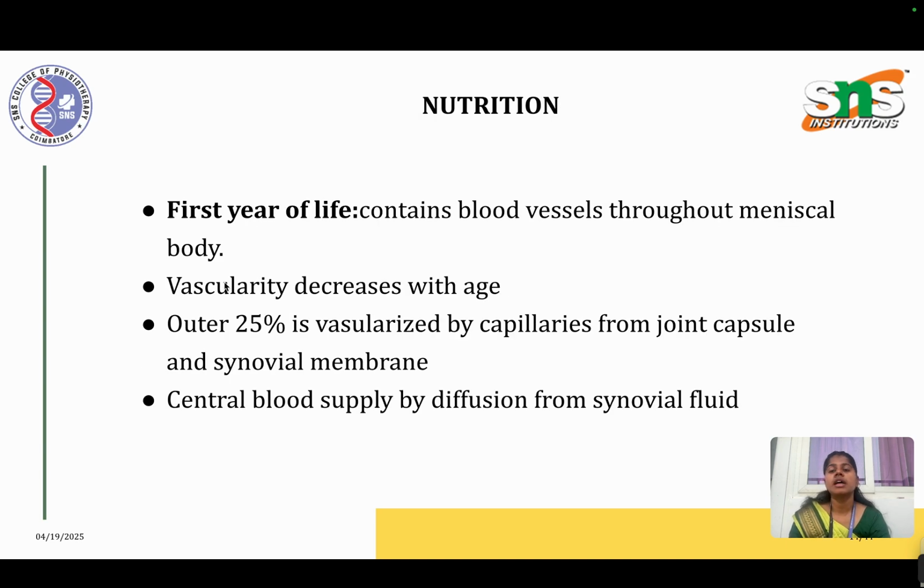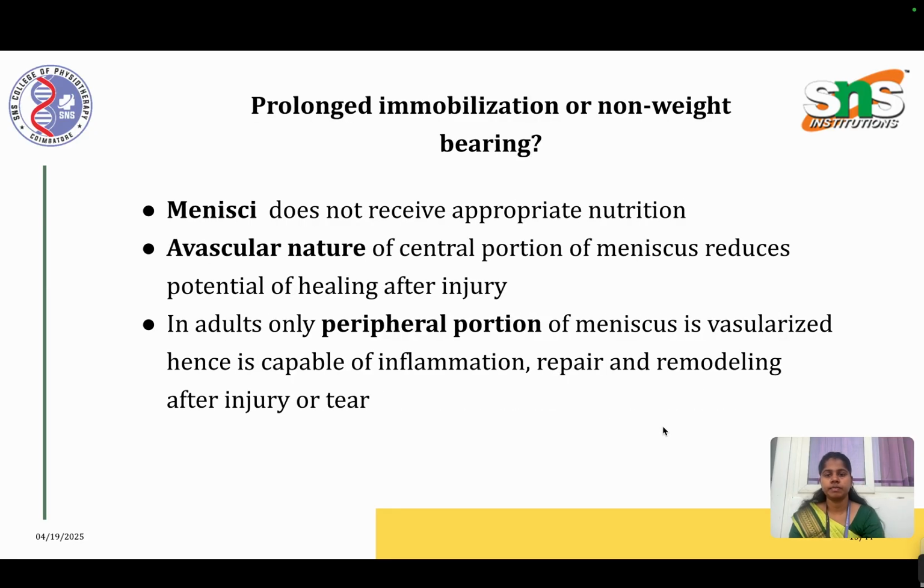Nutrition: during the first year of life, the meniscus contains blood vessels throughout the meniscal body, and as age increases, the vascularity decreases. The outer 25% is vascularized by capillaries from the joint capsule and synovial membrane, and the central blood supply is by diffusion from the synovial fluid.